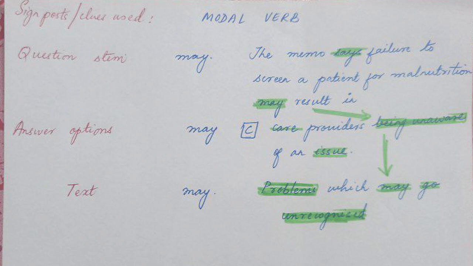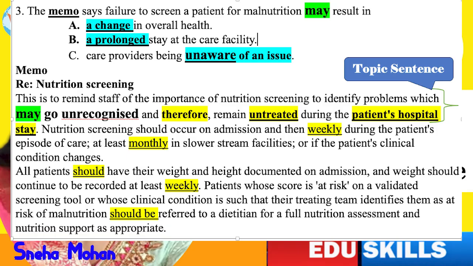That was the question he had taken for explanation. Again, that was on a memo, and he had explained regarding the signpost and clues. He has taken the question stem, answer options, and the text, where he had clearly mentioned how each question stem is related to the answer option as well as the text. So let's see answer option A.